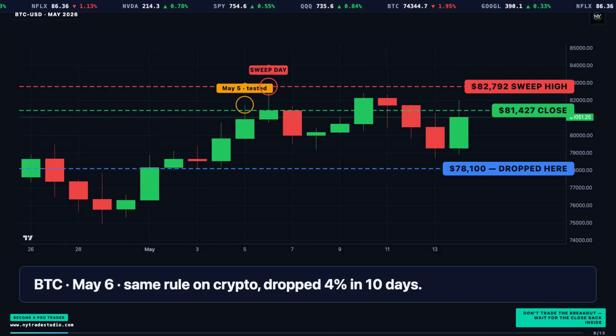The mechanic does not care about the ticker. It does not care if it is a stock, an ETF, a futures contract, or Bitcoin. Wherever there is enough liquidity for institutions to need stop hunts to fill, this rule prints money. And that is everywhere with a real market behind it.